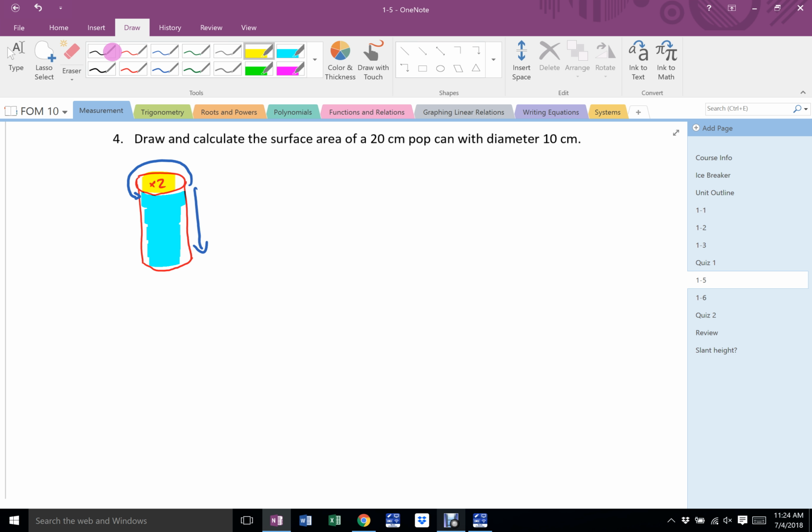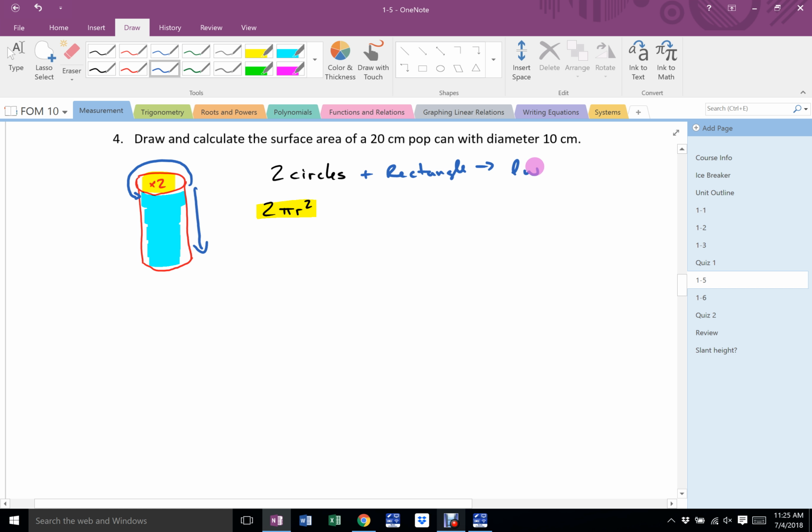So the top and the bottom are really easy. There's 2 circles, which means it's 2 pi r squared to do the top and the bottom. Everybody follow me? One circle is pi r squared, then we've got a second one. So it's 2 times pi r squared. But the blue part's a rectangle. The area of a rectangle we know is length times width.